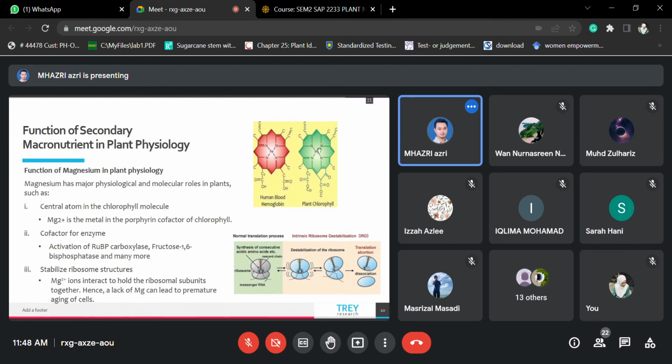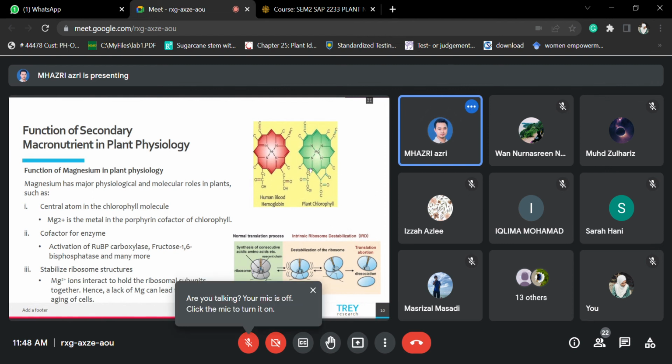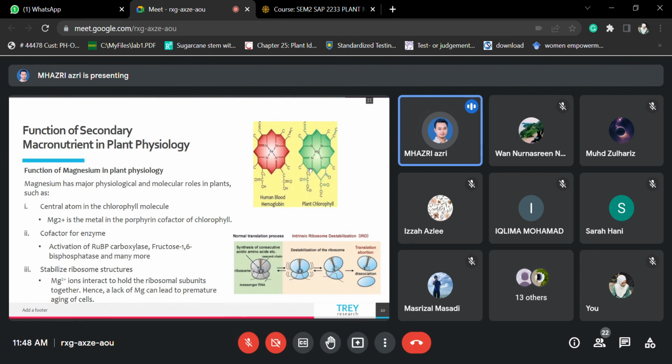Okay, so magnesium is required by plants for chlorophyll synthesis. Apart from that, magnesium also serves as a cofactor for enzyme activation. For example, magnesium is required for the rubisco carboxylase enzyme involved in the photosynthesis process, to activate these enzymes. Apart from that, magnesium is also required to activate fructose 1,6-bisphosphatase.